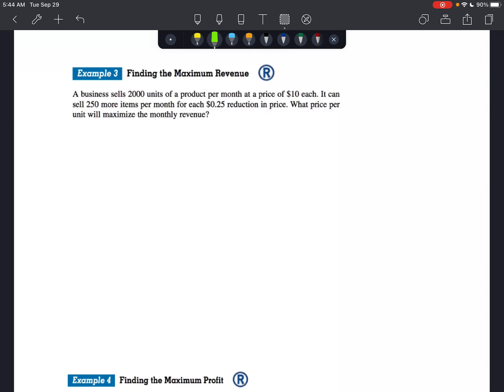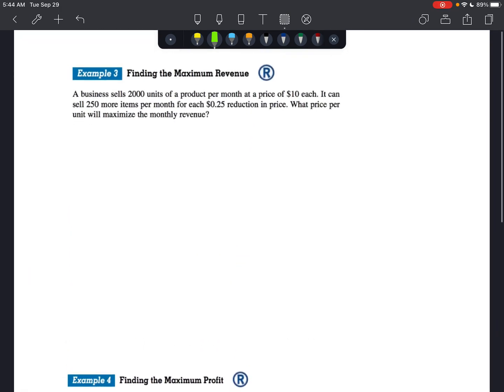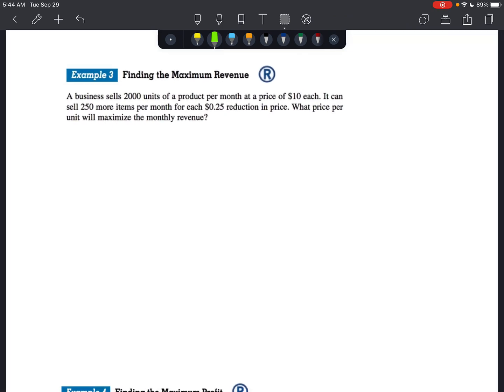In this video, we're going to find the maximum revenue for example 3, and we're going to find the maximum profit for example 4. This is going to take a little bit more energy and effort than the previous problems, so let's get started. A business sells 2,000 units of a product per month at a price of $10 each. It can sell 250 more items per month for each 25-cent reduction in price. What price per unit will maximize the monthly revenue?